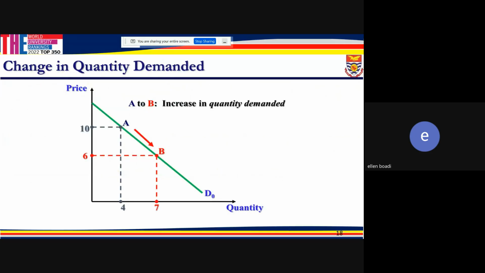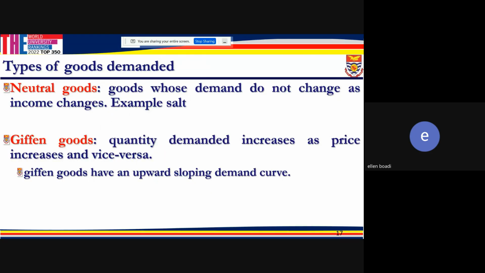Please, can I have your question now before we move on? Madam, please, I wanted to ask if the neutral goods, you can also term them as necessity goods.